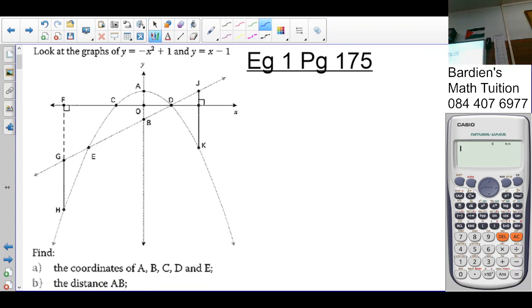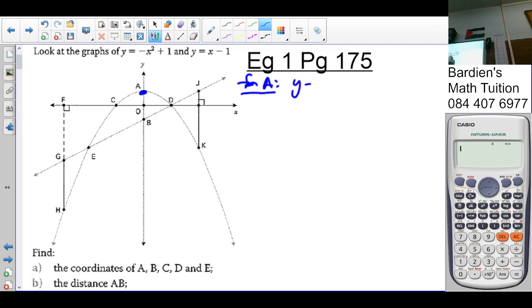So we start at A. What is A? A is the y-intercept of the quadratic function, your parabola. So how do you calculate your y-intercept? I'm going to put here 4a. How do you calculate your y-intercept?